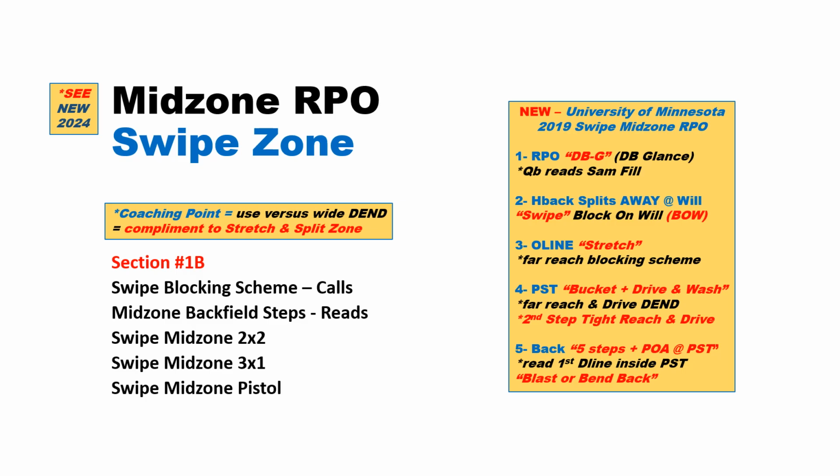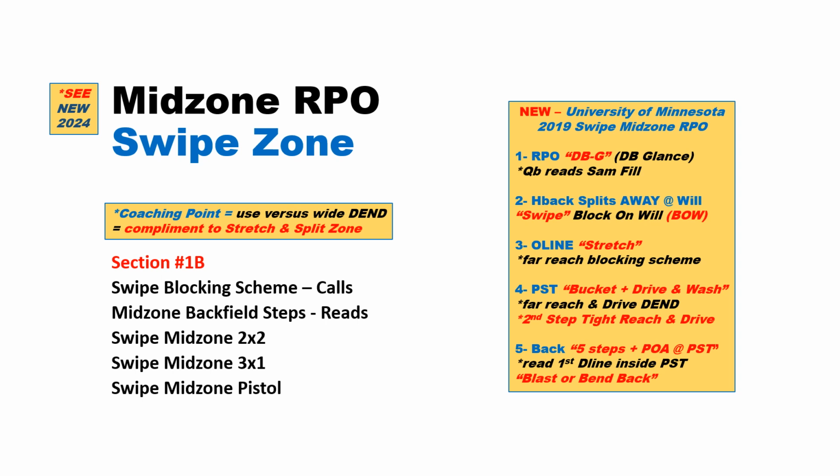I want to talk about our mid-zone RPO. We call this a swipe zone concept, something we got from the University of Minnesota, who've run it with great success. Couple key points here. We want to run this versus a wide defensive end. It's a complement to our stretch or wide zone and our split or tight zone.